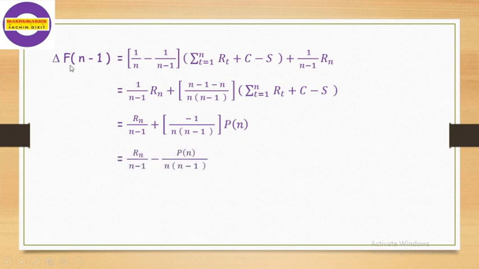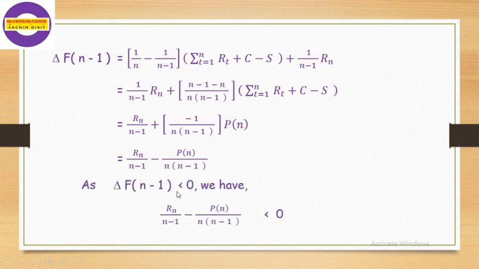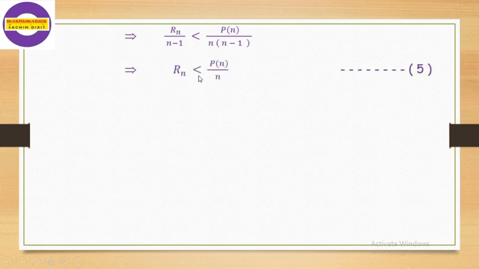We get del f of n minus 1 is equal to Rn divided by n minus 1 minus Pn divided by n into n minus 1. As del f of n minus 1 is less than 0, we have this total term is less than 0, that is Rn divided by n minus 1 minus Pn divided by n into n minus 1 is less than 0. That implies Rn divided by n minus 1 is less than Pn divided by n into n minus 1. That n minus 1 gets cancelled out, and we get Rn is less than Pn upon n, equation number 5.